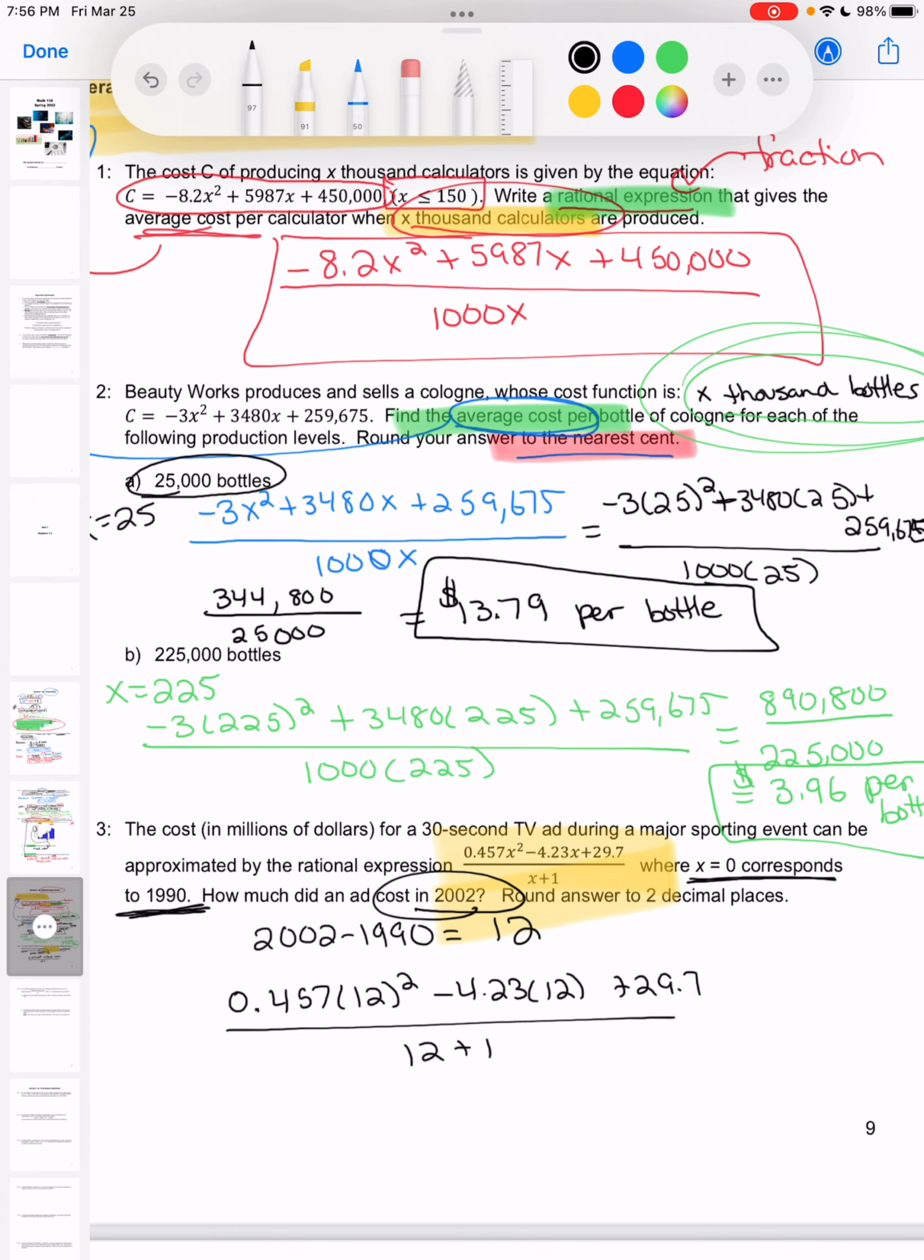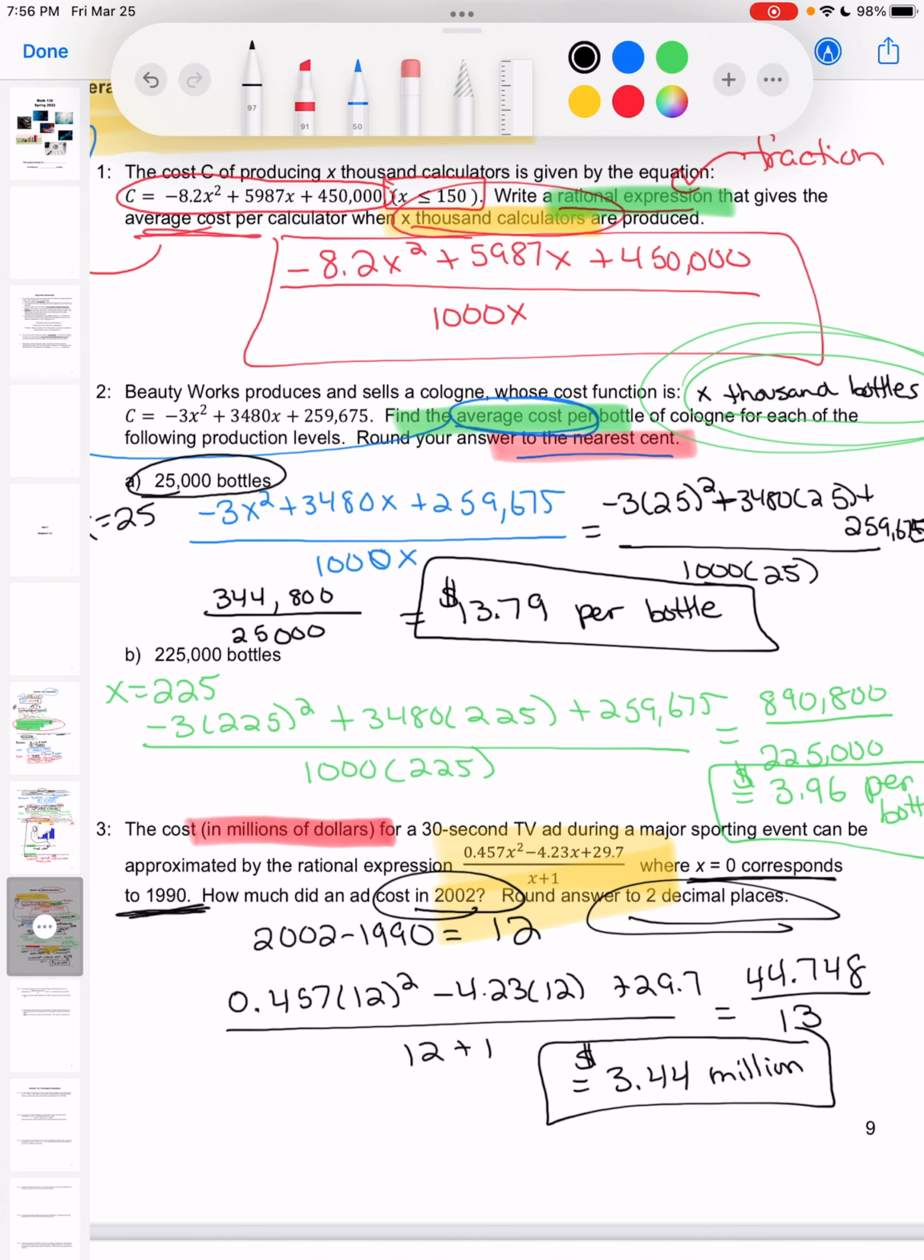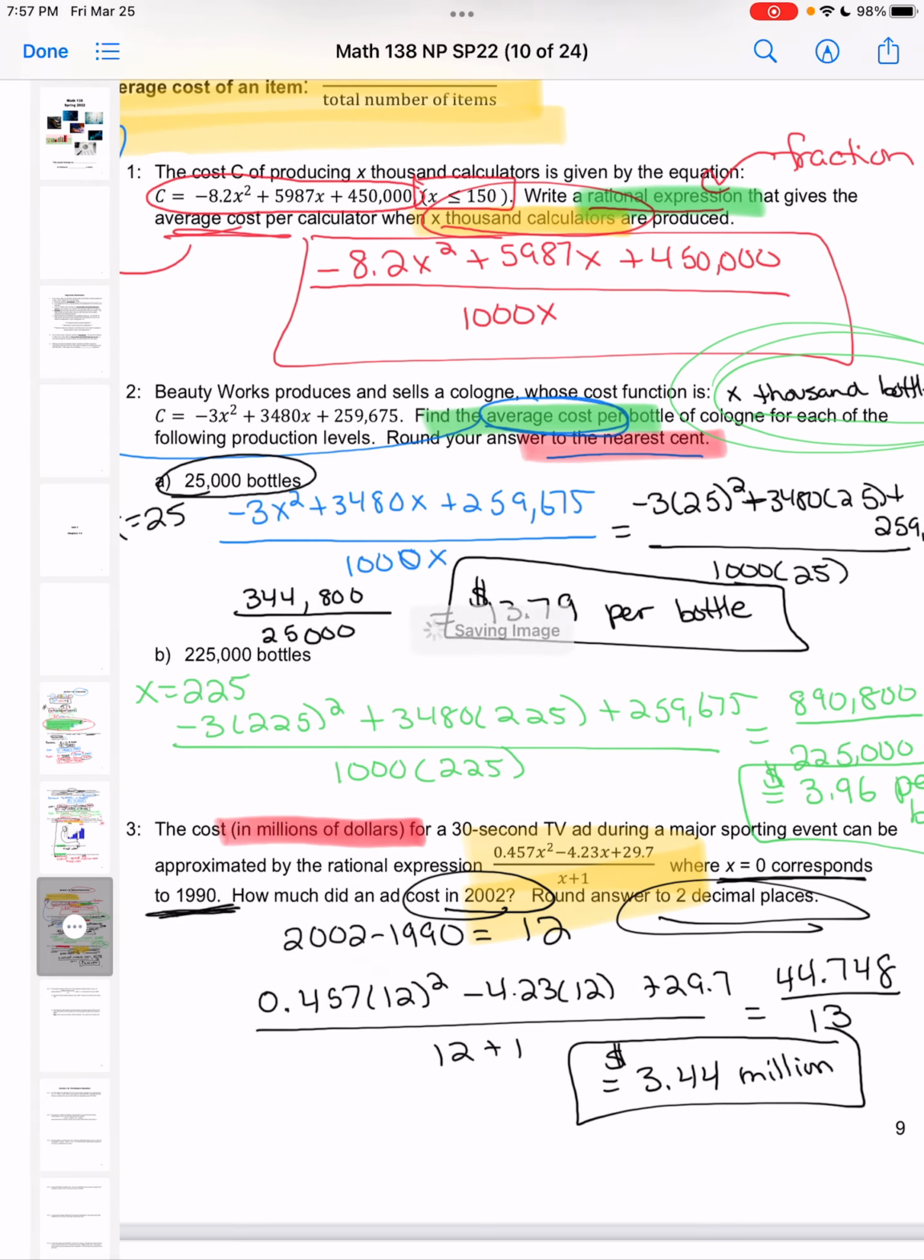So very similar to those problems we worked up above. I just went on and gave you the rational in this one. Again, let's type in the numerator and then the denominator. And we wanted to round to 2 decimal places. So that would be 3.44. And my units for this one are millions of dollars, so I want to make sure and put that in there. All right, so I've got a very similar one on the next page of the notes.